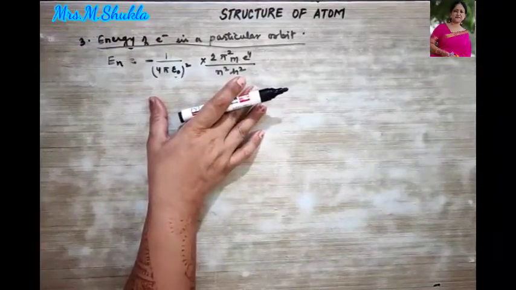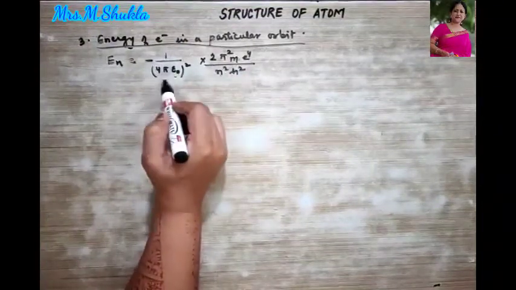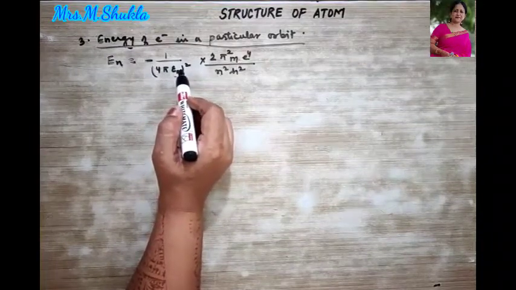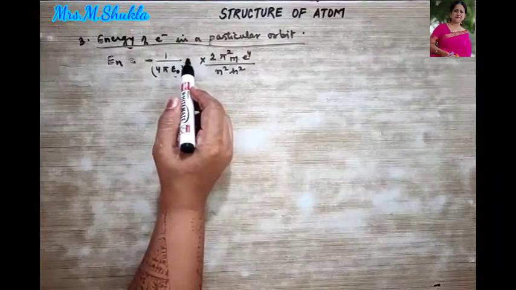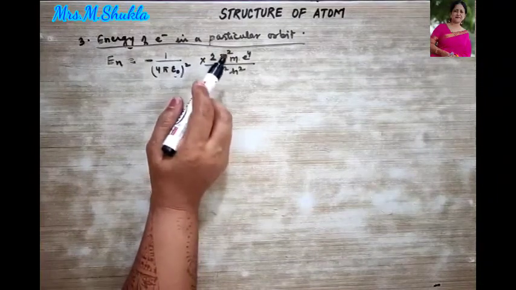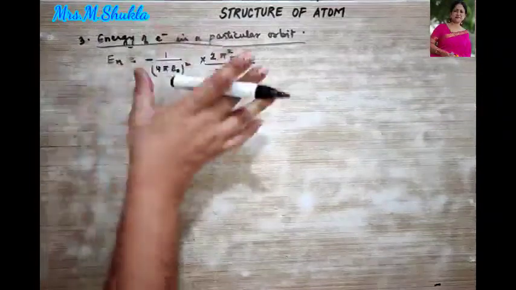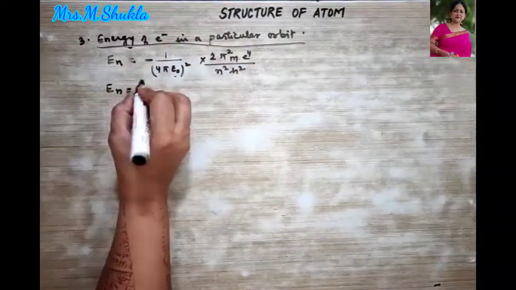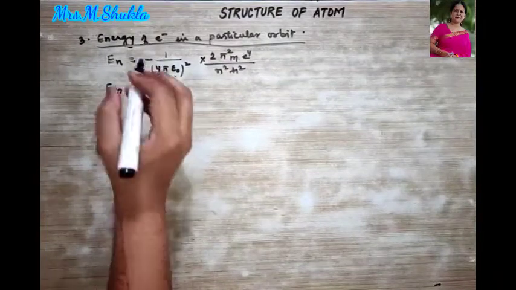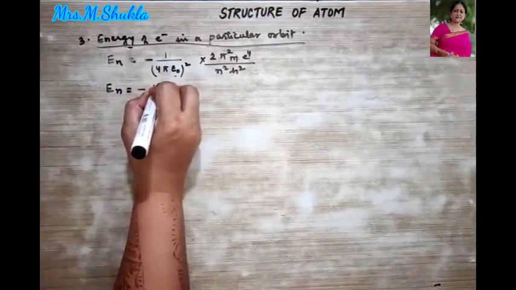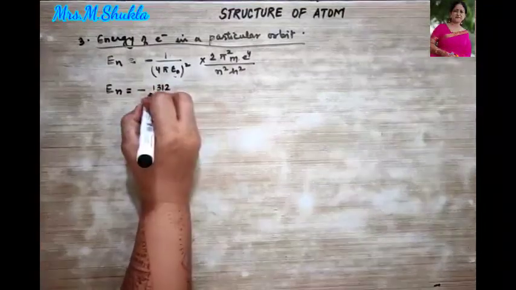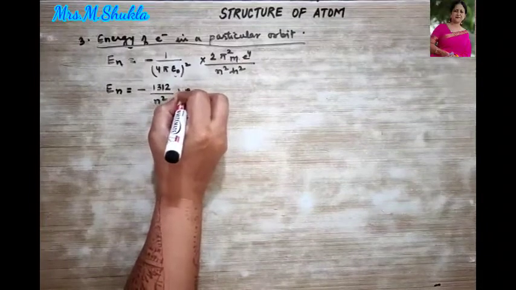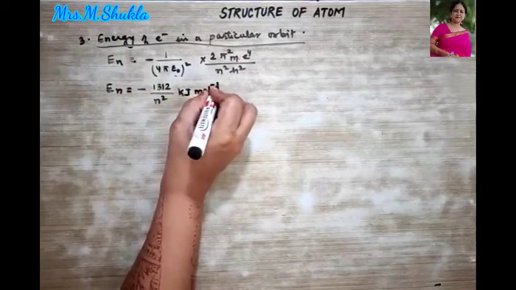Everything is very clear. Now, as you know, what is the value of 4 pi epsilon naught? It is always equal to 9 into 10 to the power 9 Newton meter square per Coulomb square. And when we substitute all the values, what do we get for En? It is always equal to minus, because there is minus over here. So minus 1312 upon n square kilojoules per mole.